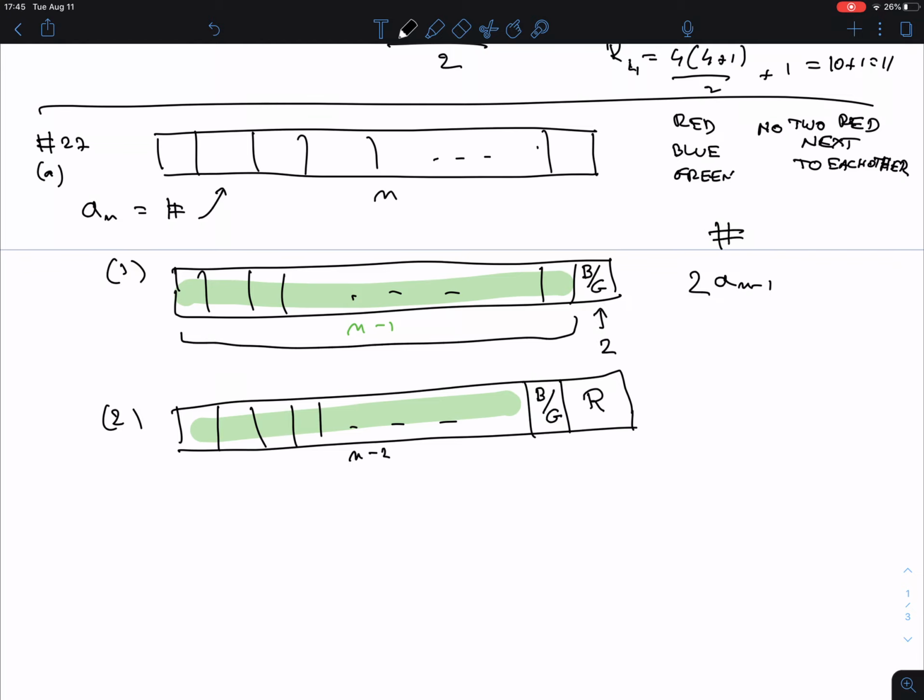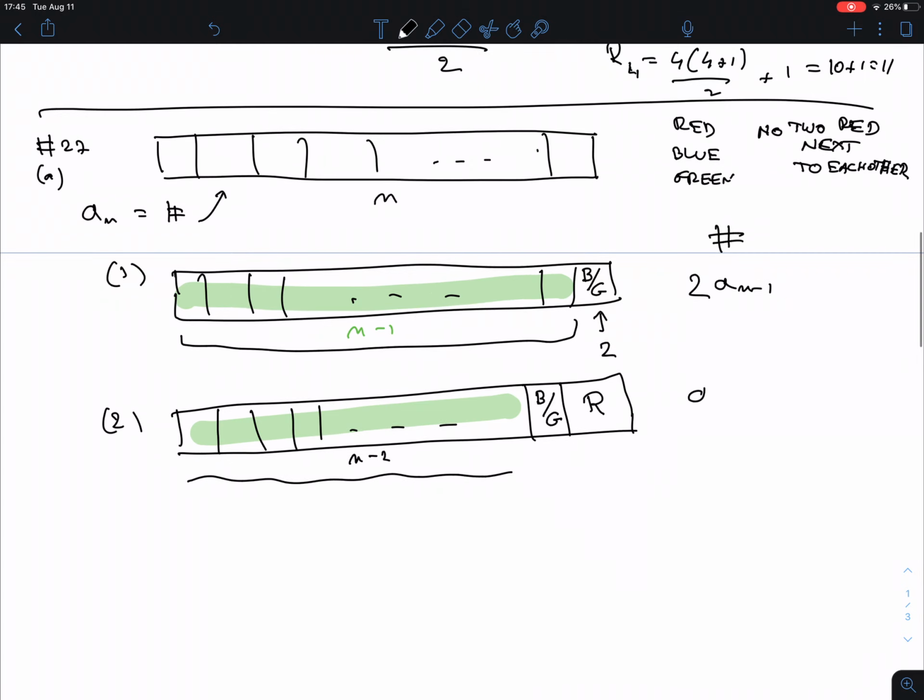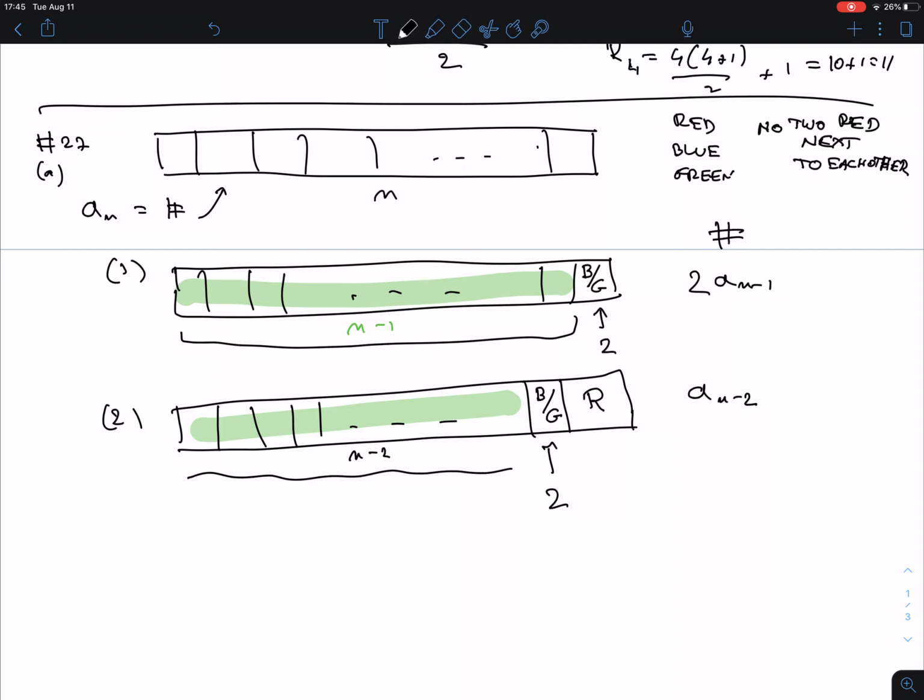Now, what is this one here? Well, I know how many there are here. That is a_{n-2} possibilities. How many possibilities for this one? 2, right? Because blue or green. How many possibilities for one? Well, only 1. So again, this is the number I get.